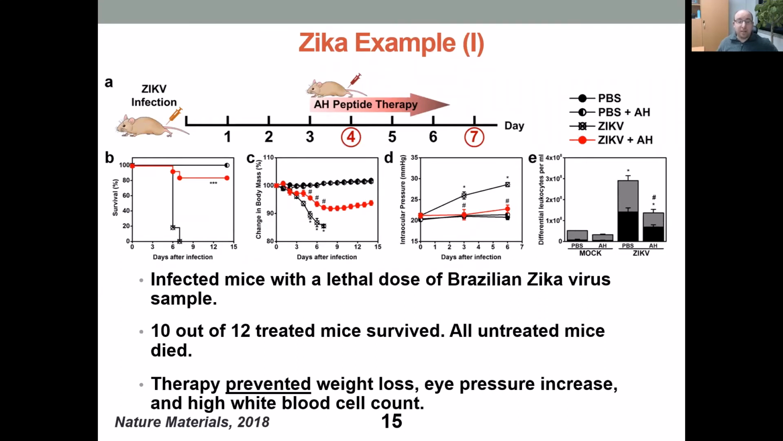So when we infected mice with a lethal dose of a Brazilian Zika virus isolate from a clinical patient, we saw that when treatment started 3 days after virus infection, we could still protect the mice with very high protection against death. So 10 out of 12 of the treated mice survived, whereas all the mice in the untreated group died. And the therapy also prevented weight loss, protected against eye pressure increase, and protected against high white blood cell count, which are all typical indicators of Zika virus infection in mice.